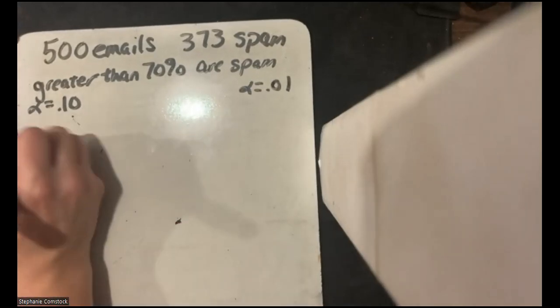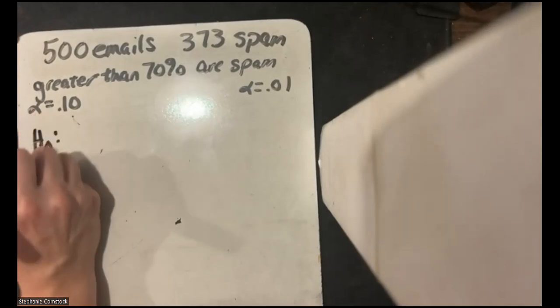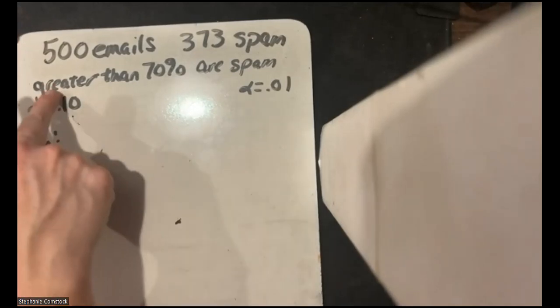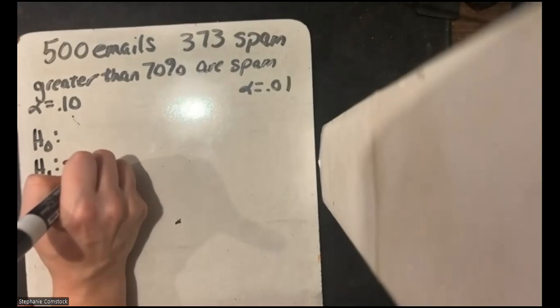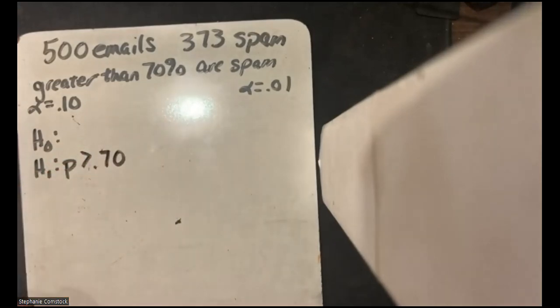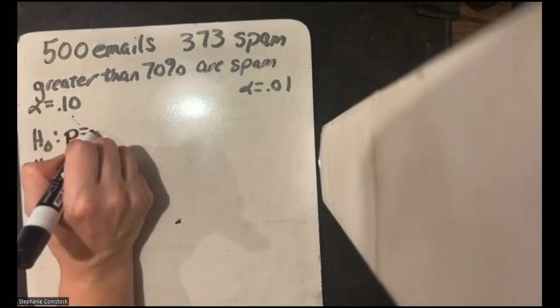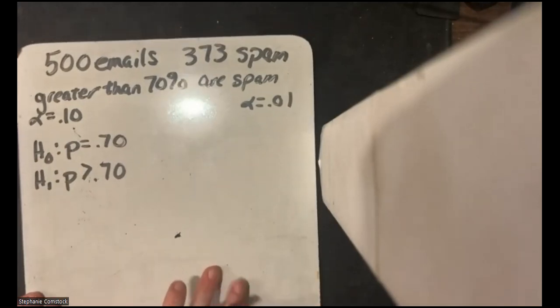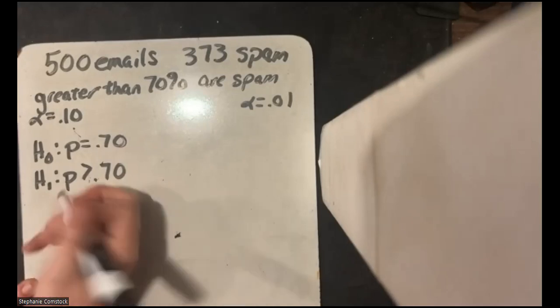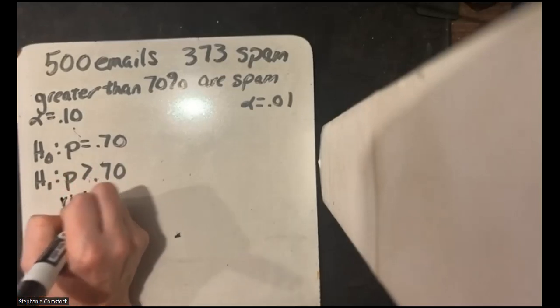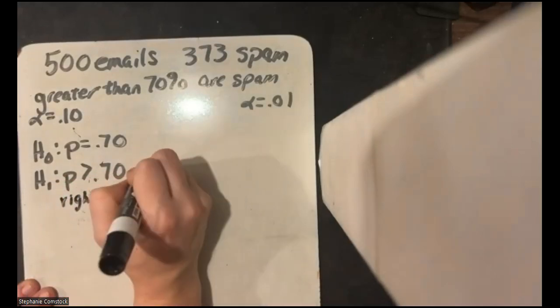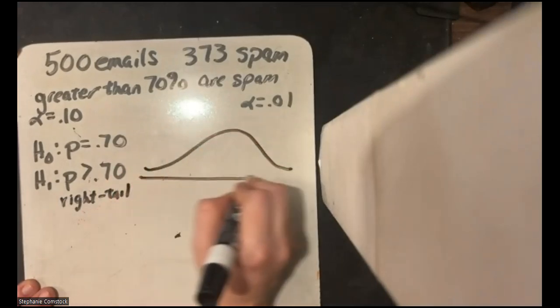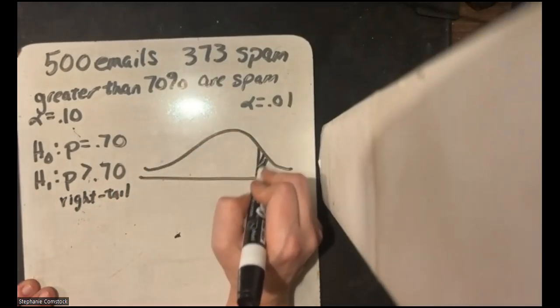So first off, null and alternative. They said greater than 70. So that's a strictly greater than, so that's an alternative statement. So we'll put the null at 70. Now here's where we do things just a smidge bit different. Because this is greater, this is going to be a right tail, and so I'm going to draw my setup up here. So I'm going to put a right tail over here.